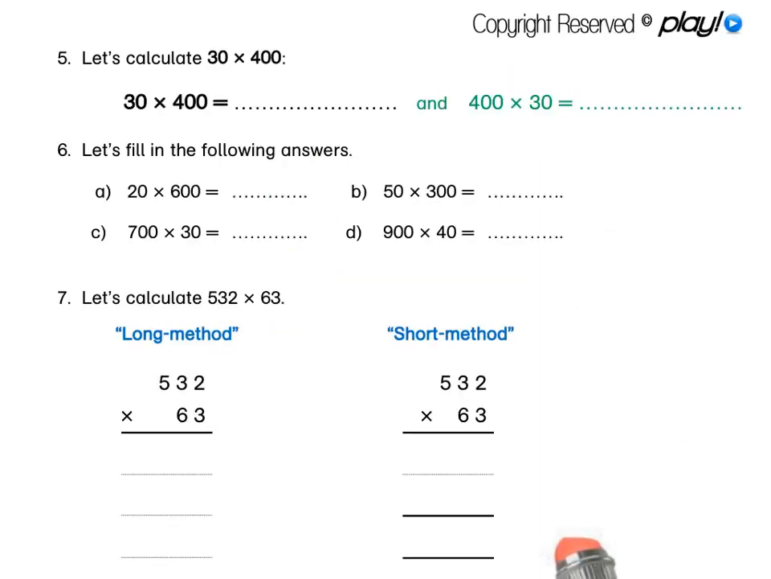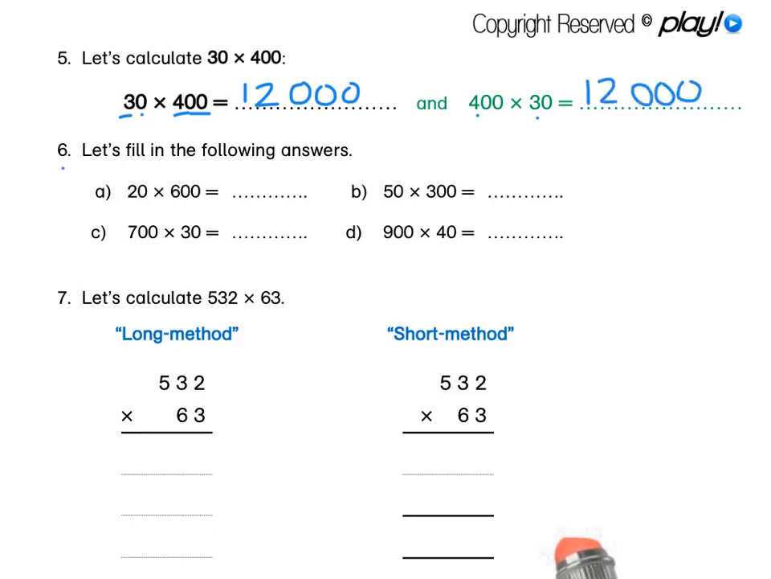For 5, let's calculate 30 times 400. So again in steps, 3 times 4 is 12. We times by 10 and by 100, which means that we multiply by 1,000. To give an answer of 12,000. The other way around, we get the same answer of 12,000.